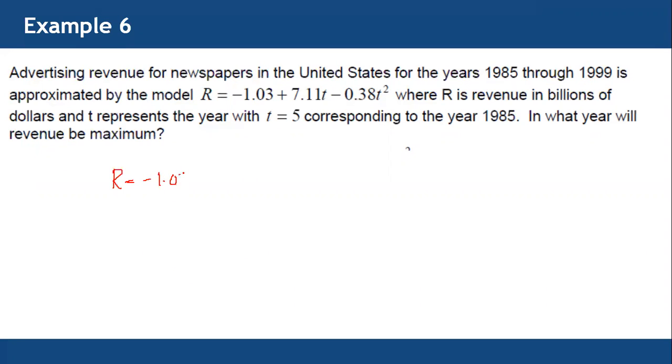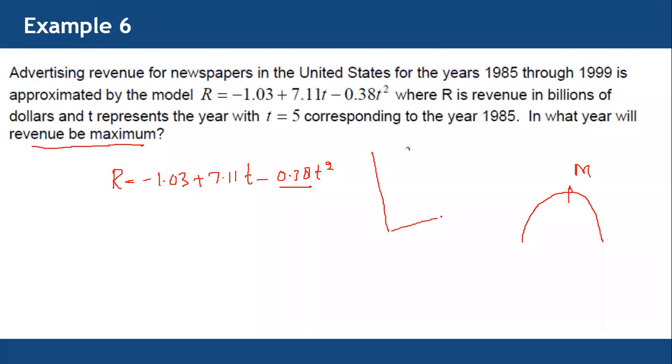Minus 1.03 plus 7.11 into t minus 0.38 in t square. Okay, so again we want what? We want maximum revenue. So again we need these points, the maxima value or minima value, the h and p values. But how can we find maxima and minima? It depends upon the coefficient of t square, or x square. So this is negative, which means it will open downward, and of course we have a maximum point.